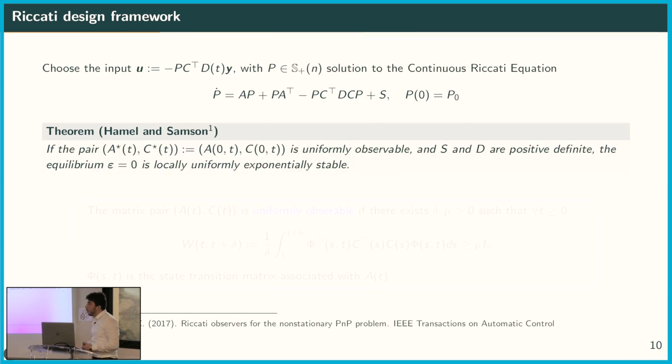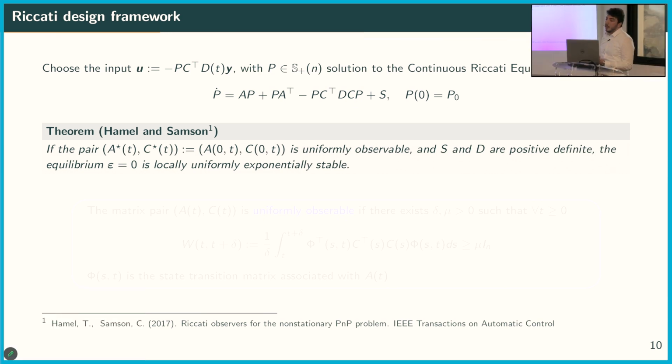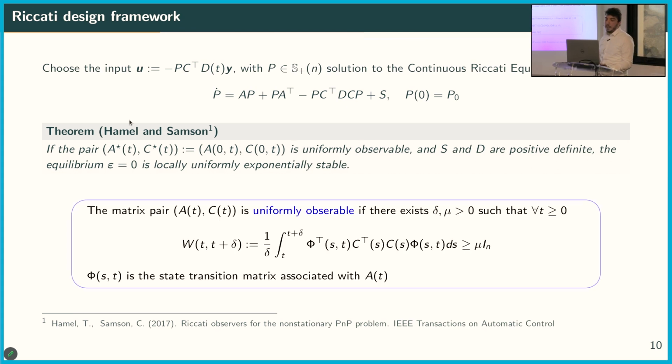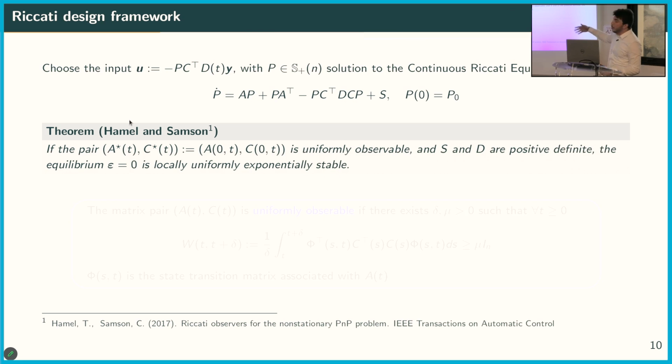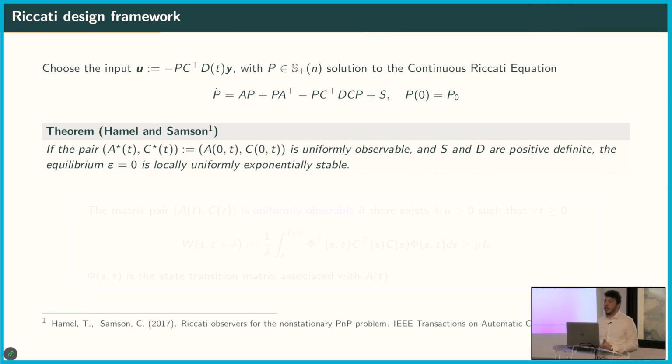So then the way we design it is we implement it as a Kalman filter. So we have our input, which is our innovations, given by this following expression. And this P matrix is a solution to what we call the continuous Riccati equation, given over here. And we use a nice result from a paper on Riccati observers from 2017 by Hamill and Sampson, which says that if the matrix pair A star and C star, which are these matrices evaluated at the origin, are uniformly observable, then we can actually achieve local uniform exponential stability.